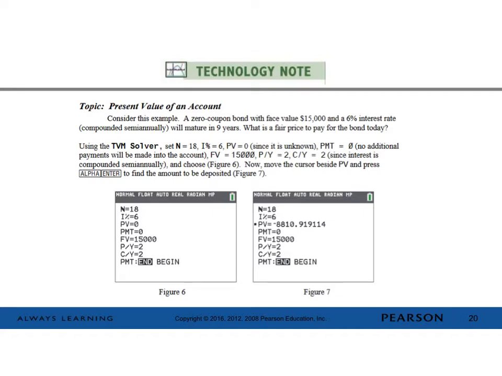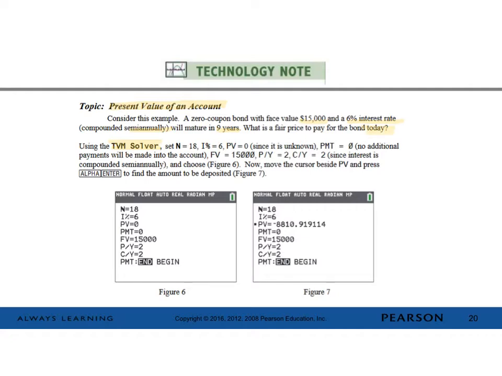And please take into account that here again, we can find the present value of an account by using your TVM solver. And the example we have here for the TVM solver says that a zero coupon bond with a face value of $15,000 and an interest rate of 6% compounded semi-annually will mature in 9 years. What's a fair price to pay for that bond today?